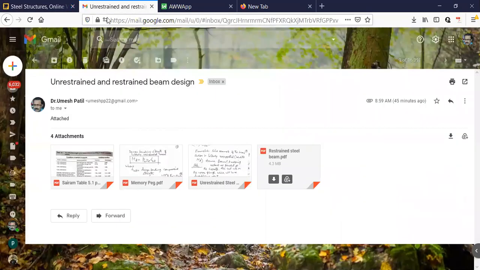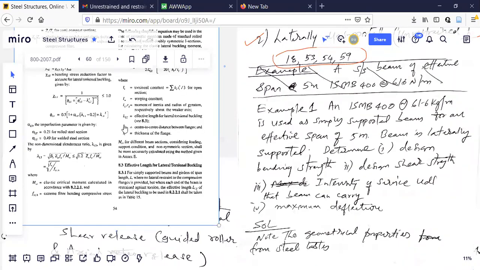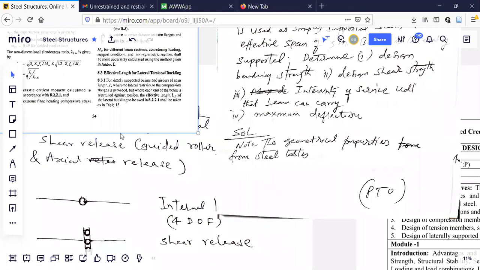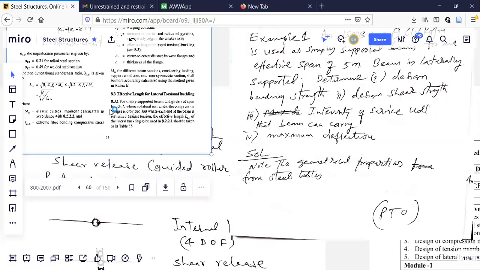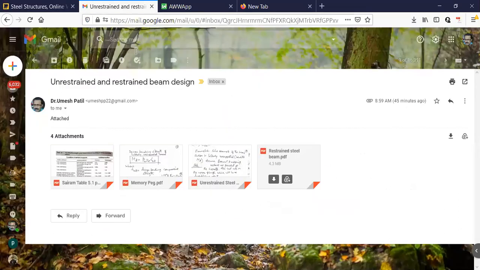What is meant by lateral torsional buckling? Unless you see the animation, it is not possible for me to explain that. I'll send that also. So here, this is page number 54. Remaining pages I'll show. For unrestrained, I need to download it. I think I forgot it.